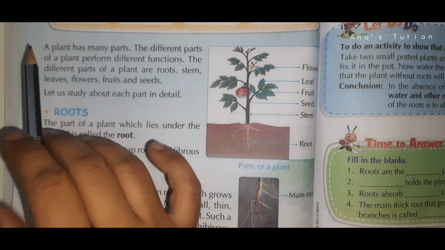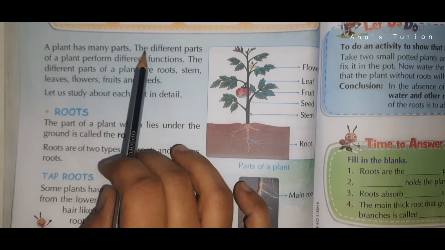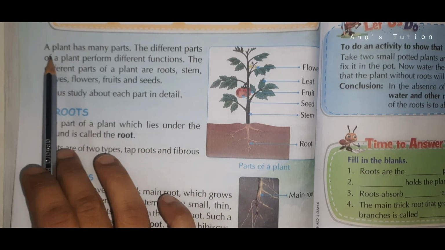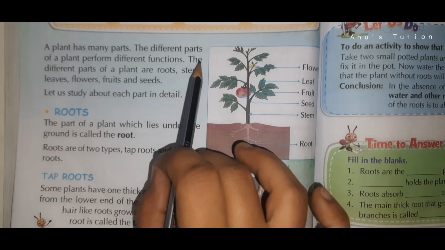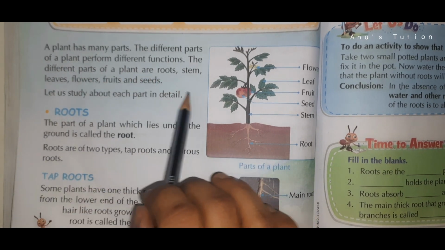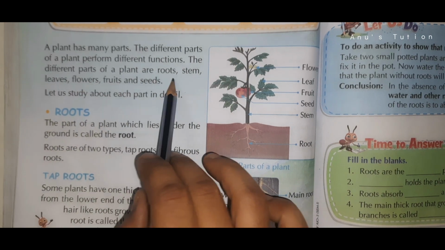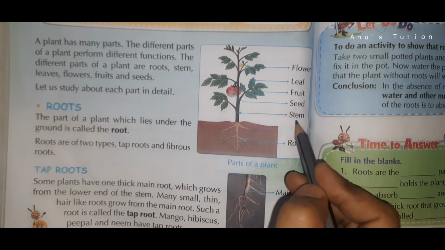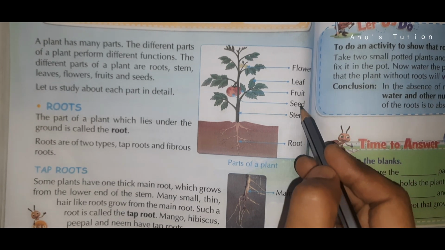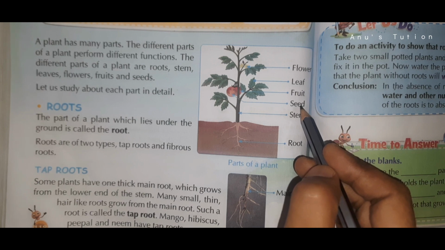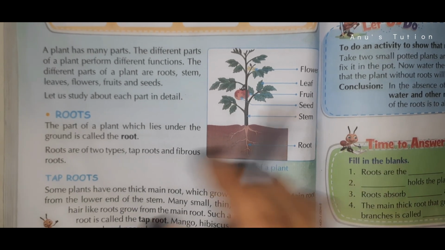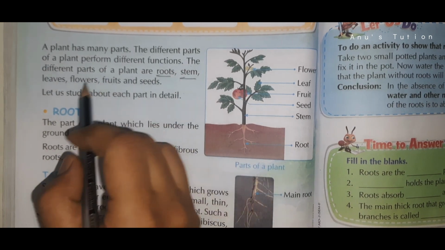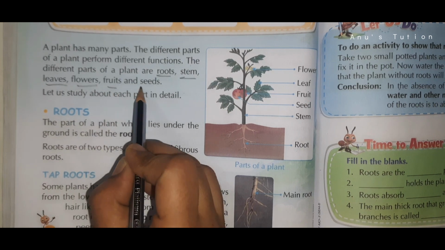Here we go in the chapter. A plant has many parts. The different parts of a plant perform different functions. The different parts of a plant are roots, stem, leaves, flowers, fruits and seeds. See here, parts of a plant. These are the parts of a plant.